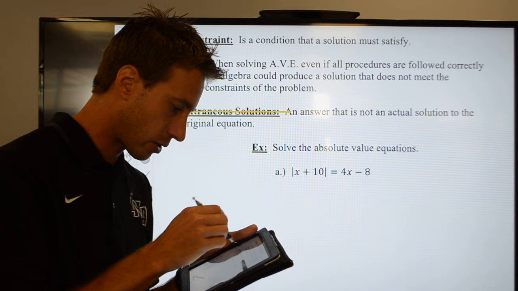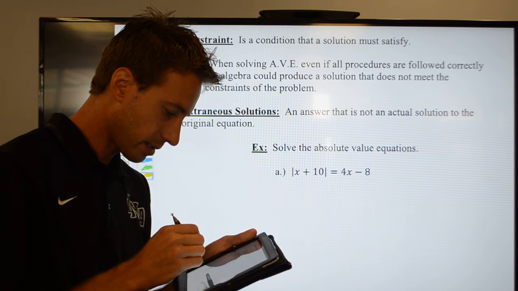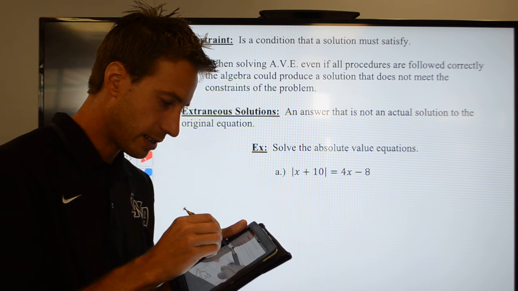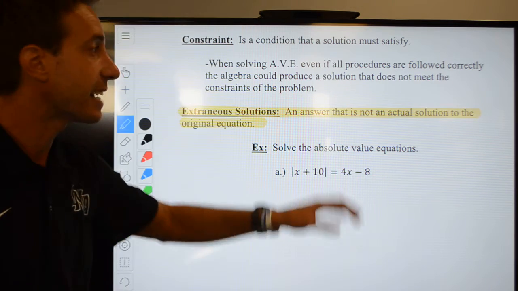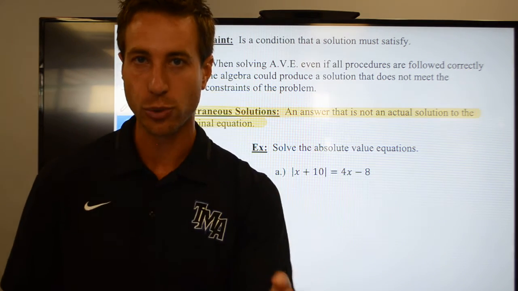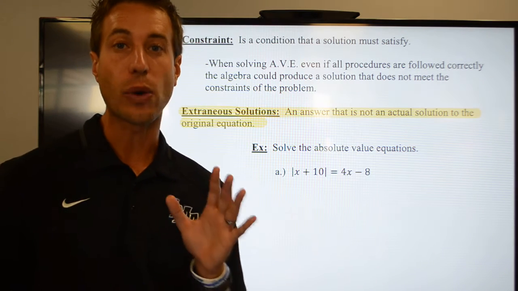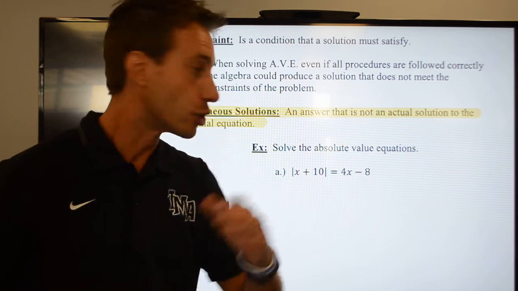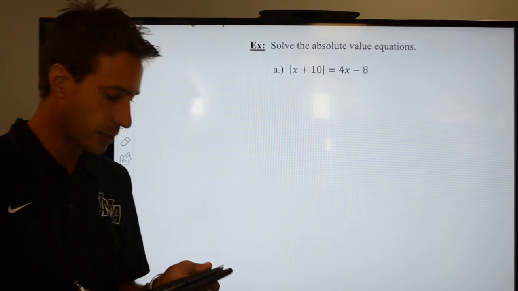Oh, I'm not trying to cross it out. Hold up. I want to highlight that. There's my highlighter. This is going to be an extraneous solution, which is an answer that is not an actual solution to the original equation. That's why you've got to check your answers. All right? So we're going to go ahead and try this next one here on this page. Let's give it a shot and see what happens.